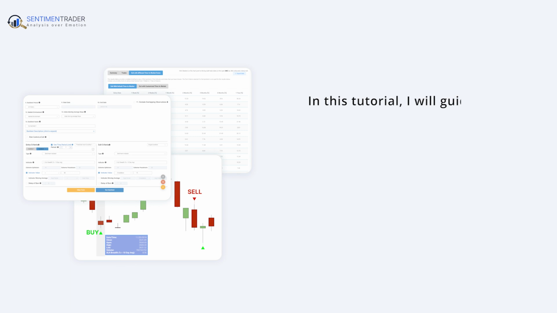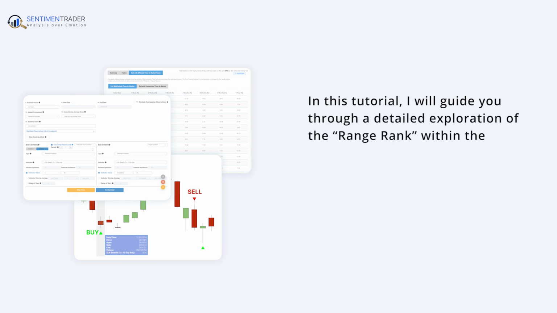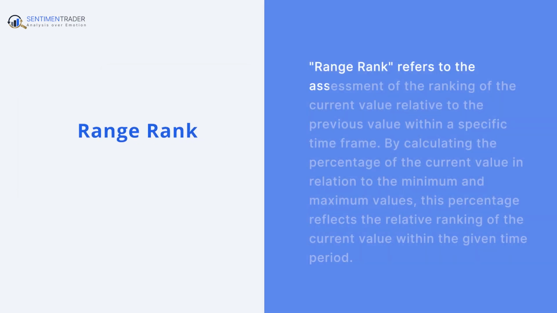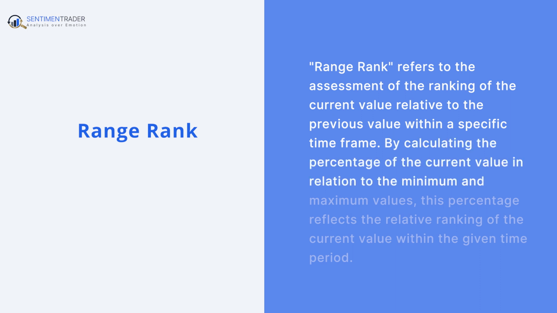In this tutorial, I will guide you through a detailed exploration of the range rank within the context of indicator value and its impact on backtesting results. Range rank refers to the assessment of the ranking of the current value relative to the previous value within a specific time frame. By calculating the percentage of the current value in relation to the minimum and maximum values, this percentage reflects the relative ranking of the current value within the given time period.